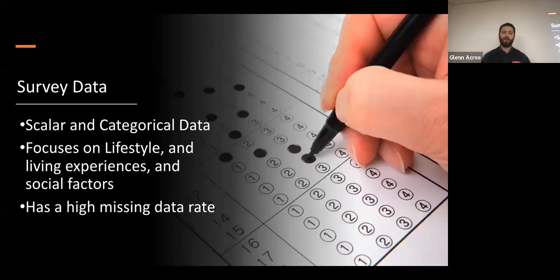So for survey data, it is mostly scalar and categorical. So you have something like, what type of health insurance do you have? What type of job do you work? And then some others like, how's your average pain been? Your sex, your gender are all captured in the survey data. And it tries to focus on things that aren't captured in other data sources, like your lifestyle, your living experiences, and other external social factors.